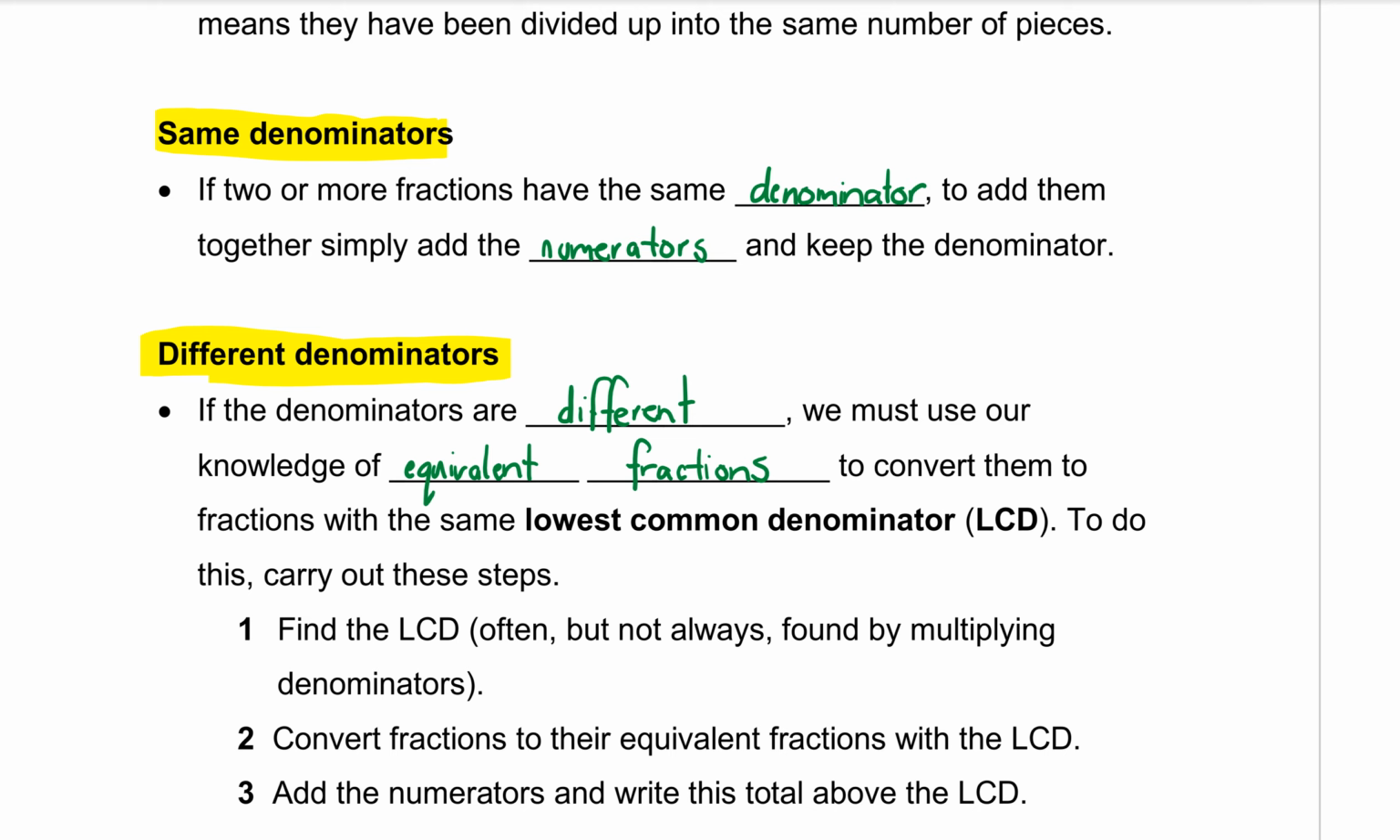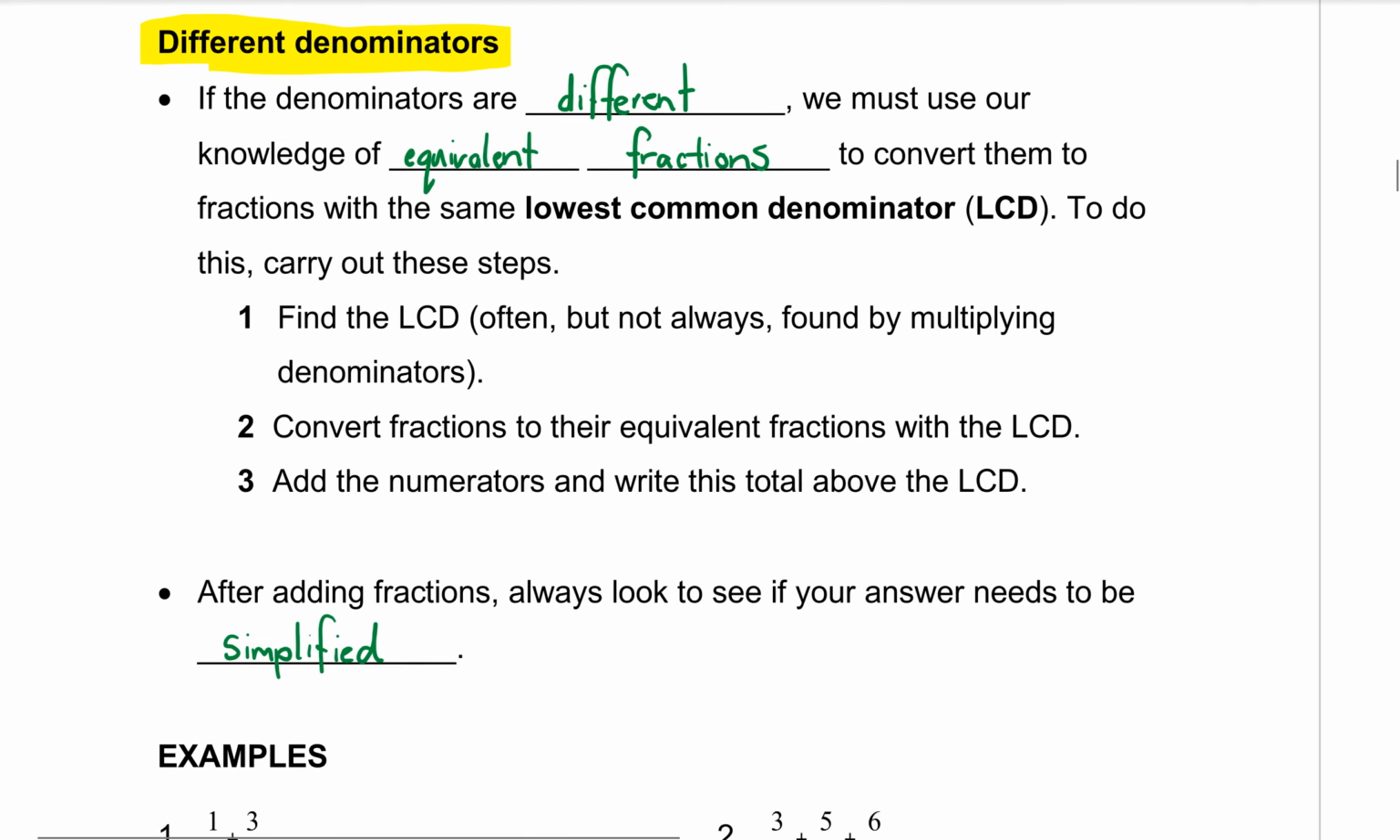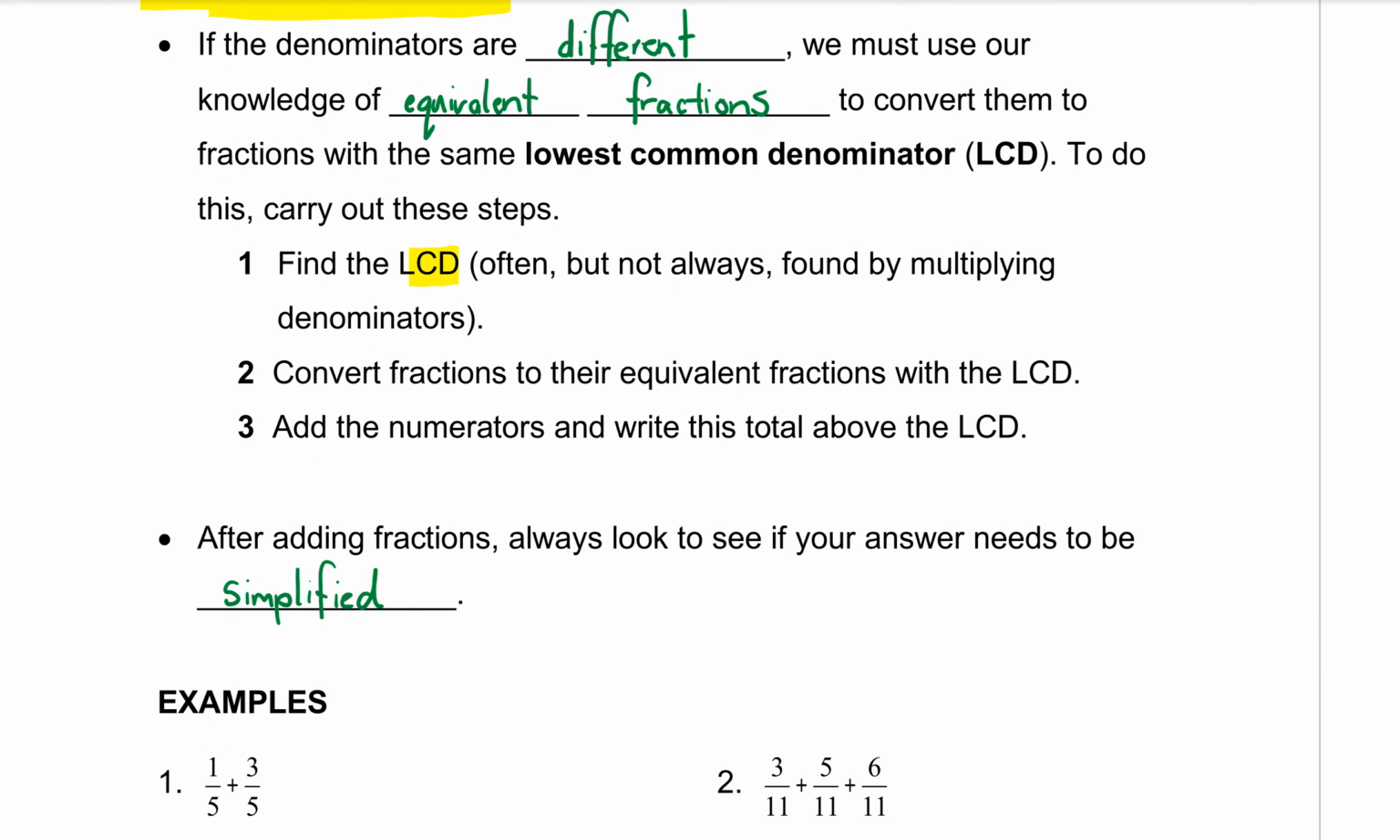To do this, we carry out these steps. First of all, we need to find the lowest common denominator. Now, often but not always, this can be found by multiplying the two denominators together. Next, we want to convert the fractions to their equivalent fractions with the lowest common denominator. And finally, add the numerators and write this as a total over the lowest common denominator. After adding fractions, always look to see if your answer needs to be simplified.